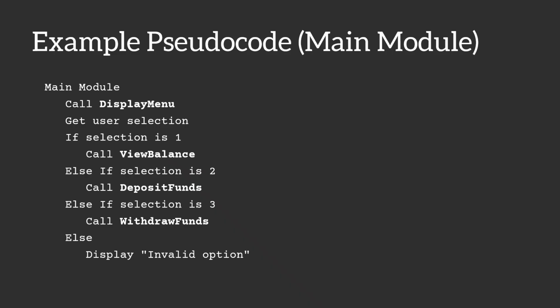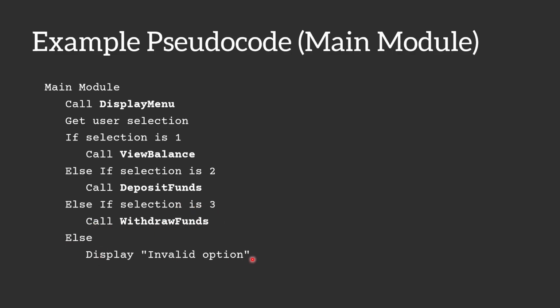Okay, so let's look at a simple pseudocode example that illustrates the structure of a menu-driven program. So we've got the main module. We're calling display menu, get user selection. If selection is 1, call view balance. Else if selection is 2, call deposit funds. Else if selection is 3, call withdraw funds.